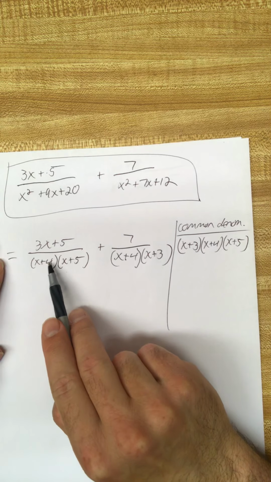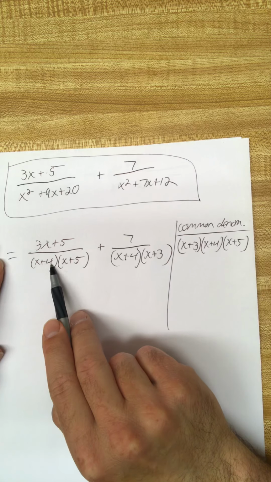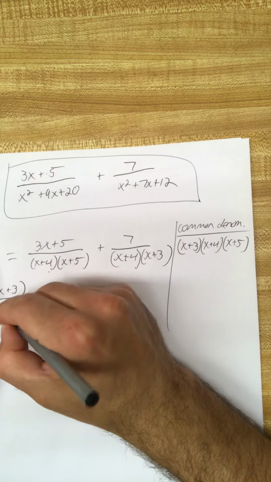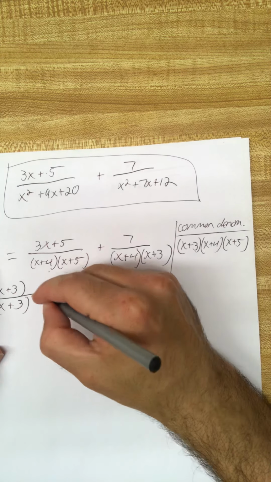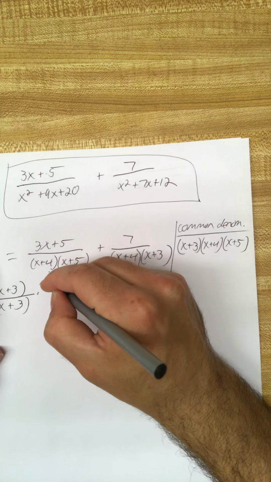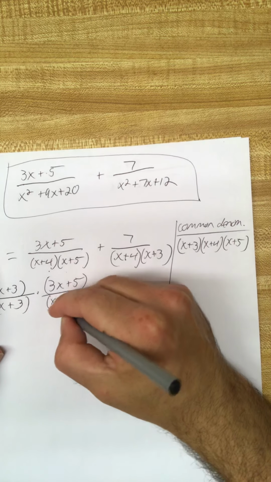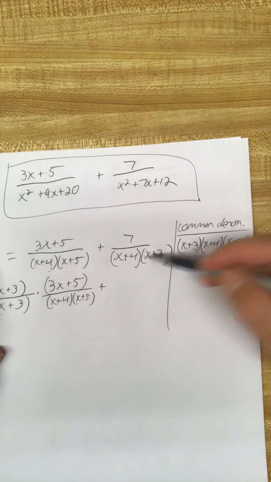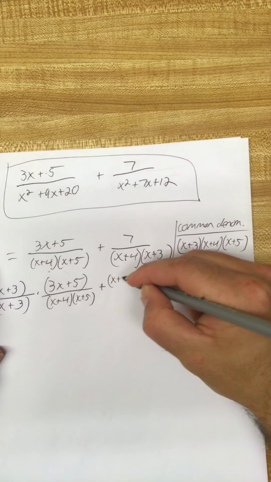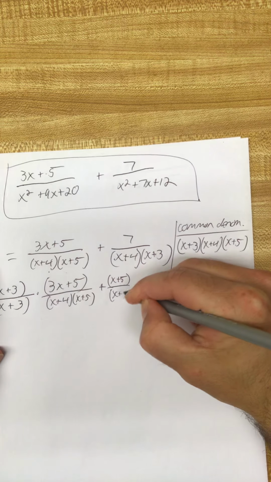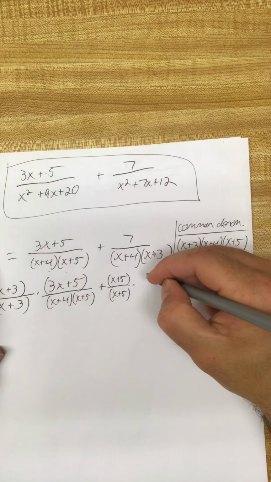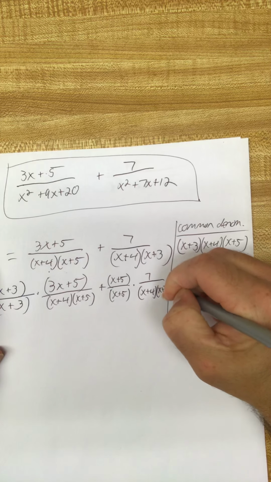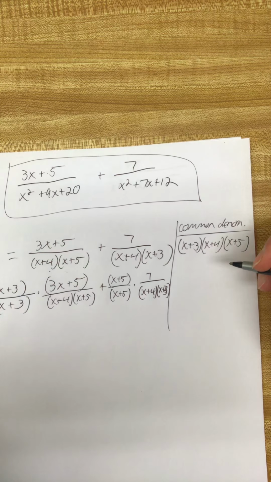My first fraction, I'm missing an x plus 3 here, so I've got to multiply numerator and denominator by x plus 3. My second fraction, I'm missing an x plus 5, so I've got to multiply by (x + 5) divided by (x + 5). Oops, that's a 3, sorry. Okay.